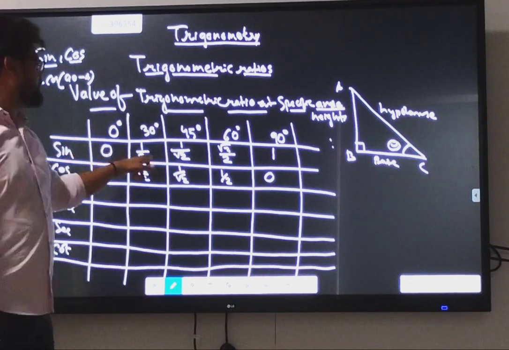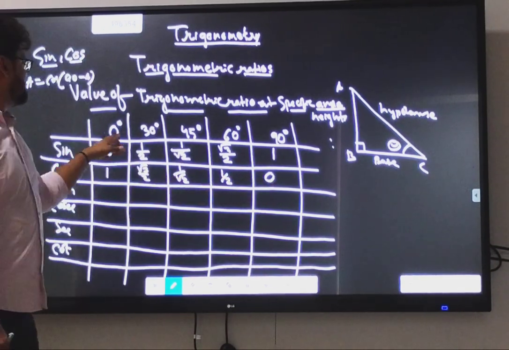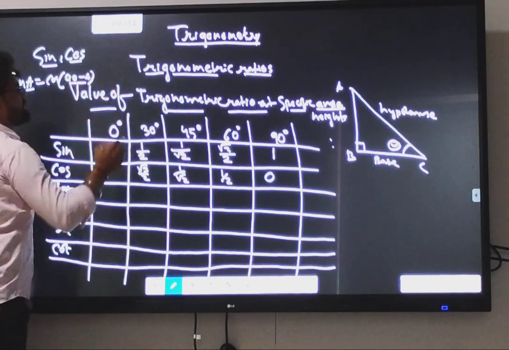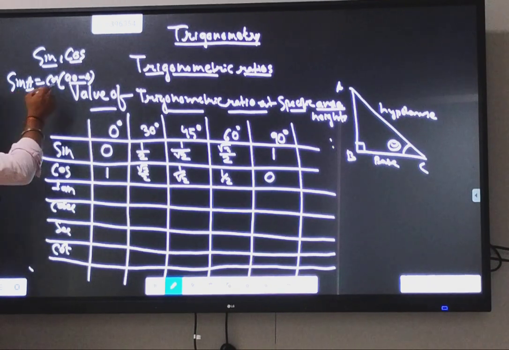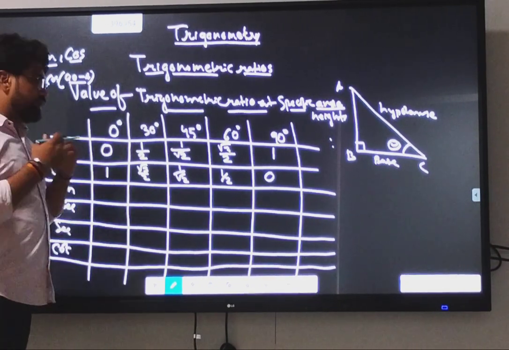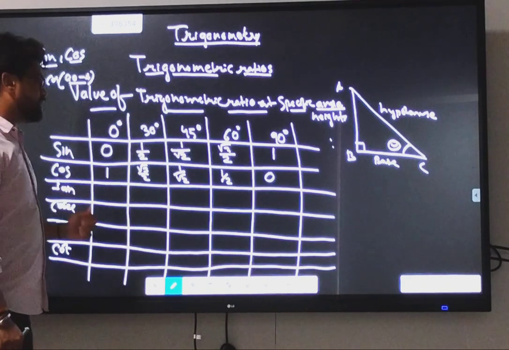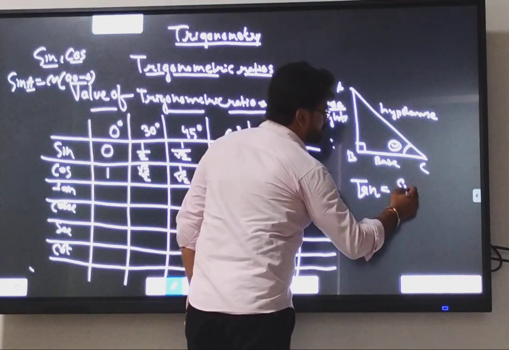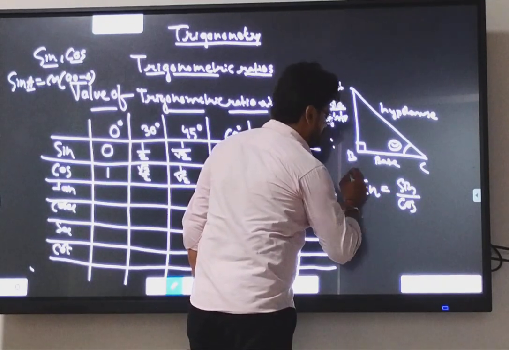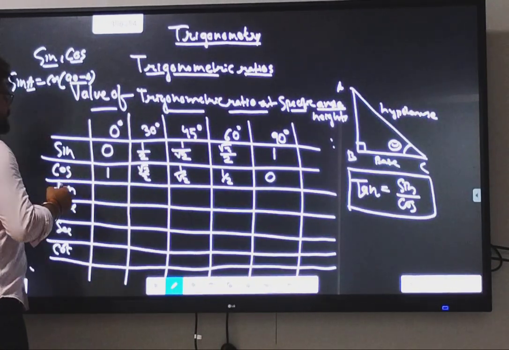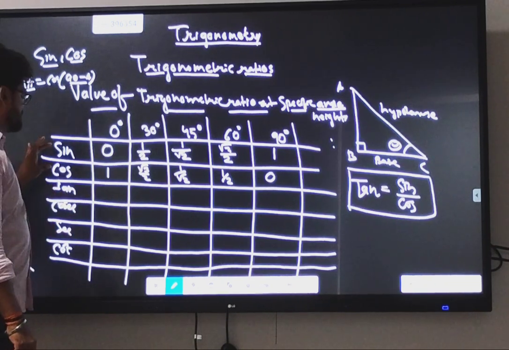Okay. So sine 0 is equal to cos 90. Sine 30 is equal to cos 60. So wherever A and 90 minus A are complementary, sine A will be equal to cos of 90 minus A. Now, as we have found the values of sine and cos, it is very easy for us to find tan, because we already know that tan is equal to sine upon cos. So we will find the value of tan just by taking the ratio of sine and cos.